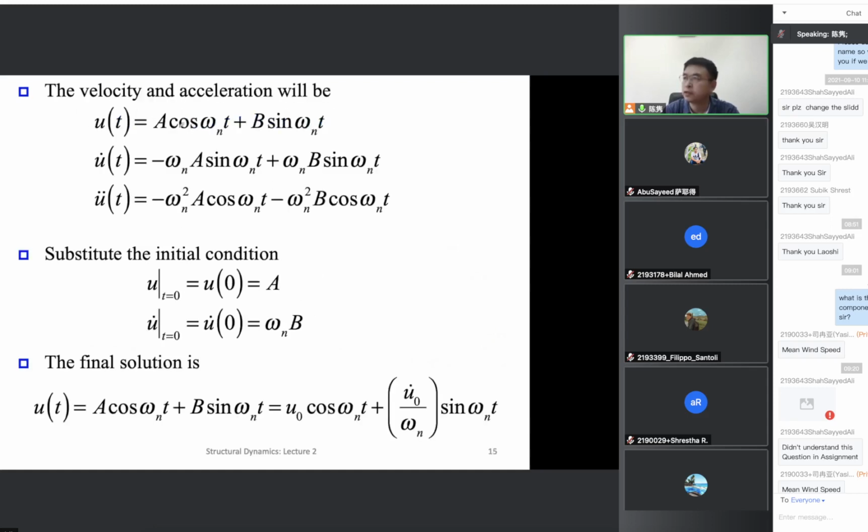Let's summarize. The whole solution is here, and you introduce this one for velocity and acceleration. So the final solution is like this one. Like this, you can have two ways to derive it. Again, I need to remind you that you must remember this equation, or you must know how we derive it, because this is the base for many things we're going to study. So any questions on this part?